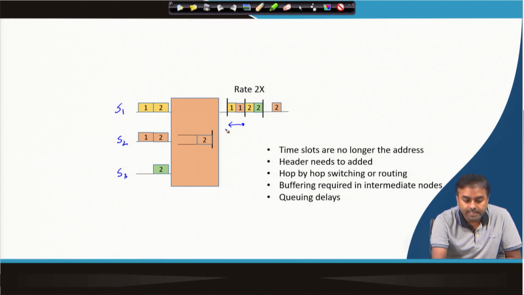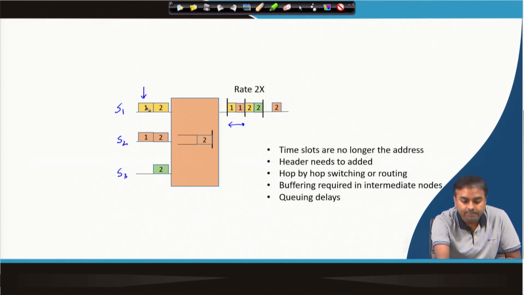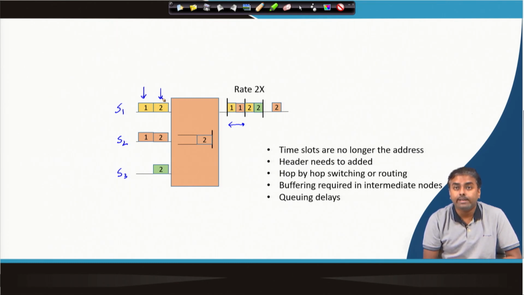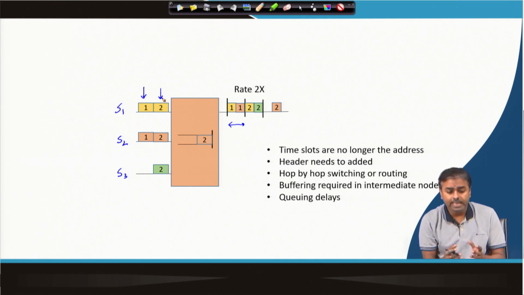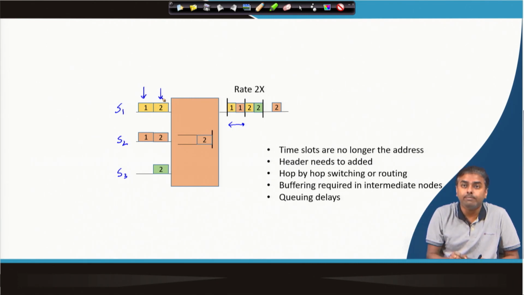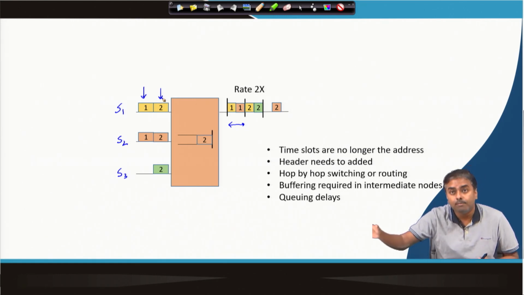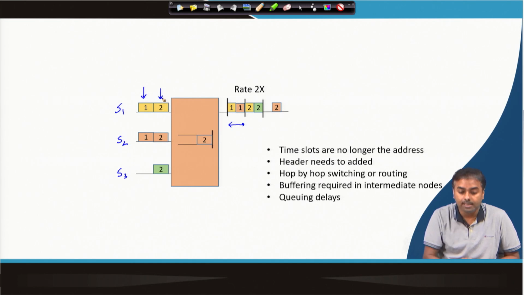In the first slot I have no issues. I can put data from stream 1 and data from stream 2 over here. In the second slot I have a problem, because the traffic is bursty in nature. Anytime every stream might throw data, but I have under-provisioned the output link. Whenever you do TDM multiplexing, you have exactly provisioned the output link.